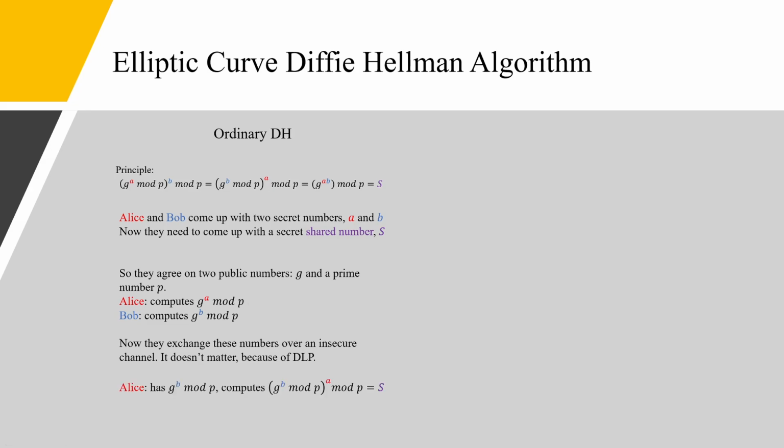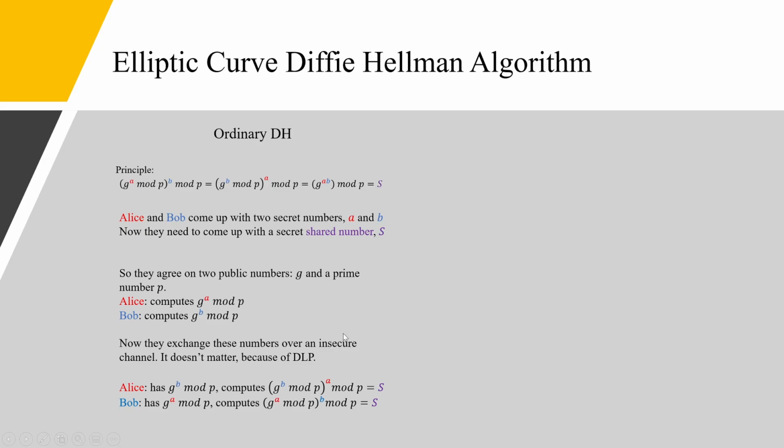And now what Alice does is, whatever she receives from Bob, she blindly raises that to the power A on the same finite field, and she gets some value S. Bob does the exact same thing. He receives something from Alice, and that he raises to the power B over the finite field. And so now we see that they've landed on the same secret shared number because of this principle that G power A power B equals G power B power A on the same finite field.